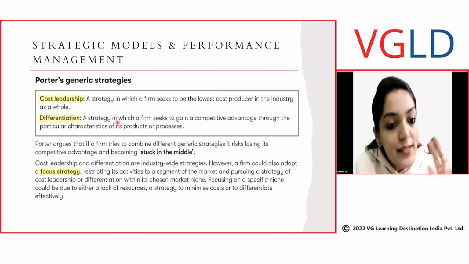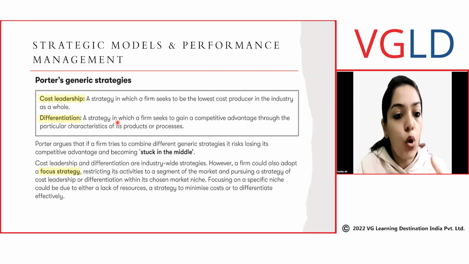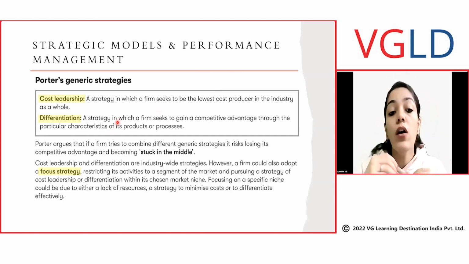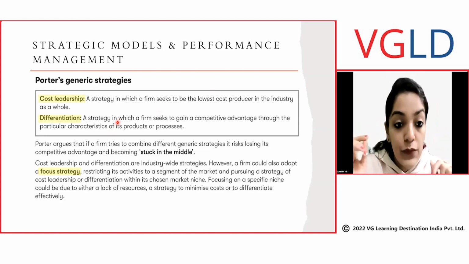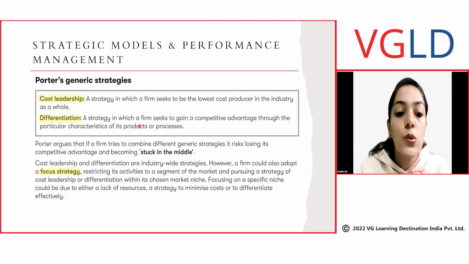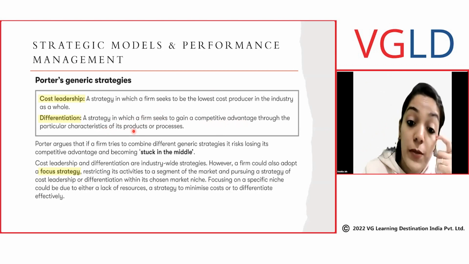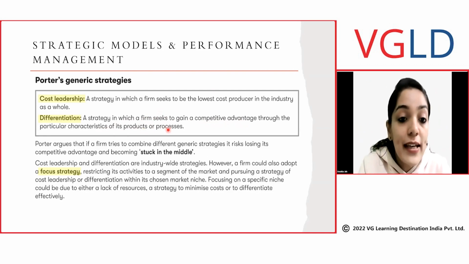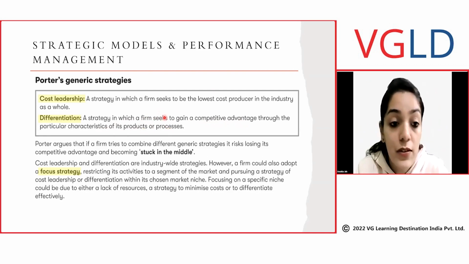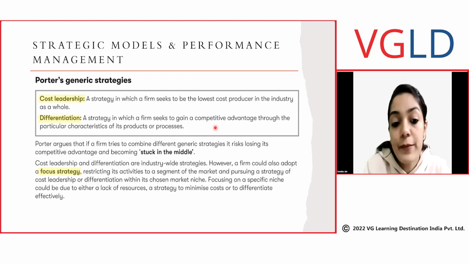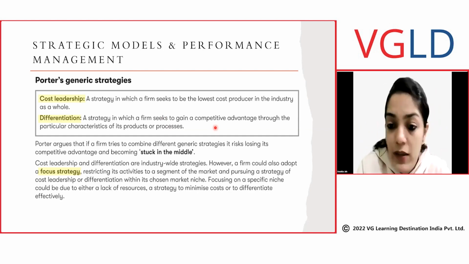Then the second strategy. Porter said either you follow a cost leadership strategy, that means you produce the lowest priced products, or you differentiate your product. Differentiation is a strategy in which a firm seeks to gain a competitive advantage through the particular characteristics of its products or processes. Can you give me an example? Because of the way it has some features, it is different from the other players in the industry. Tanya and Aishi say Apple, Shalda says Starbucks, Samsung. Okay, I would go with, all of them are correct.